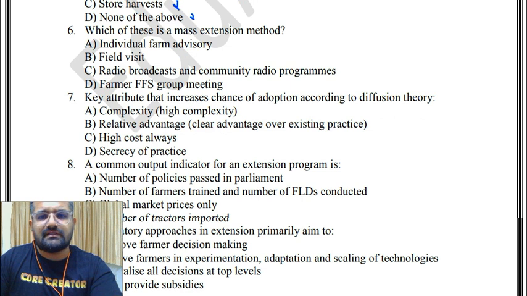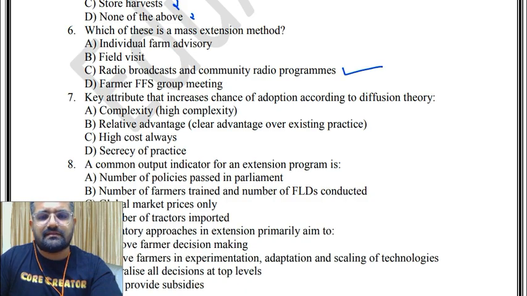Which of these is a mass extension method? Individual farm advisory, field visit, radio broadcast and community radio programs, farmer FFS group meeting. So the answer is C, that is radio broadcast and community radio programs.